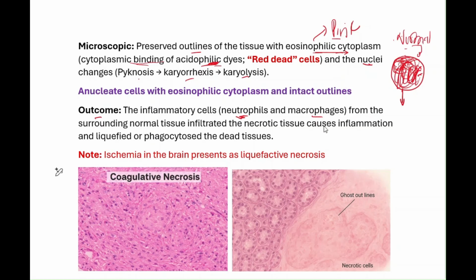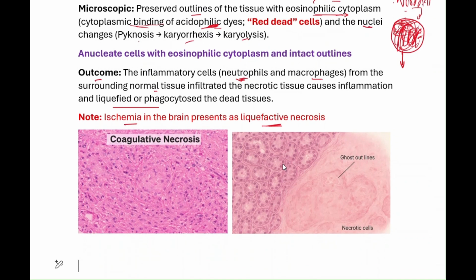And also with time, macrophages are going to come there and remove those what? Those debris, and they clear them out so that it can facilitate what? Tissue repair. So you can see there the inflammatory cells like neutrophils and macrophages from the surrounding normal tissue infiltrate the necrotic tissue, cause inflammation, liquefactive necrosis, or phagocytosis of those dead tissue. And like I mentioned earlier, ischemia in the brain presents as liquefactive necrosis.